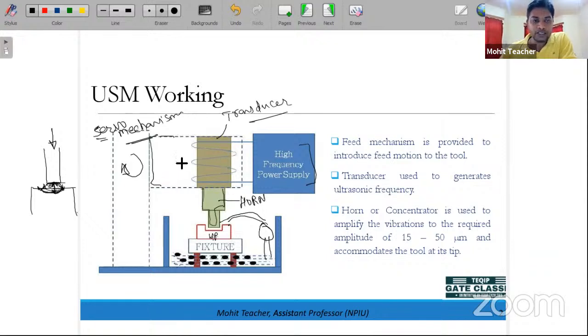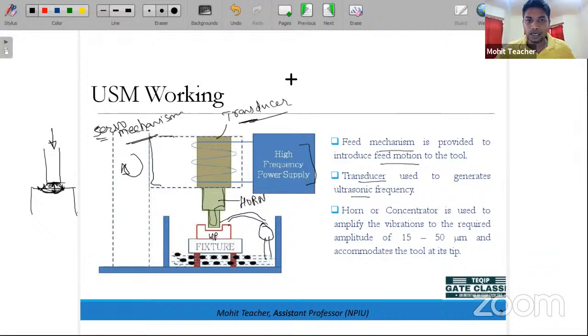A servo mechanism we are using, for the feeding system, for the up and down. So what feeding mechanism are we using for the tool feed motion? The transducer is used to generate the ultrasonic frequency. I already discussed this in the principle part: the high frequency power supply that is coming through is converted by the transducer into vibrations.